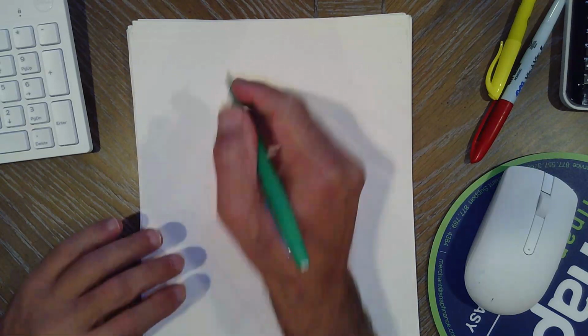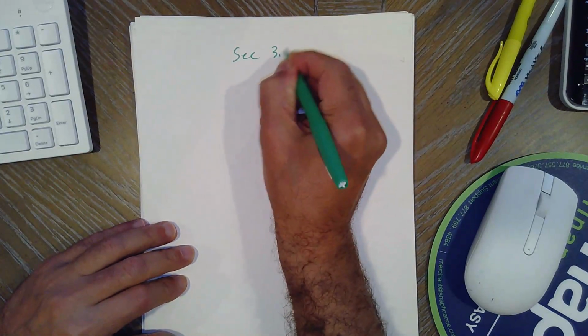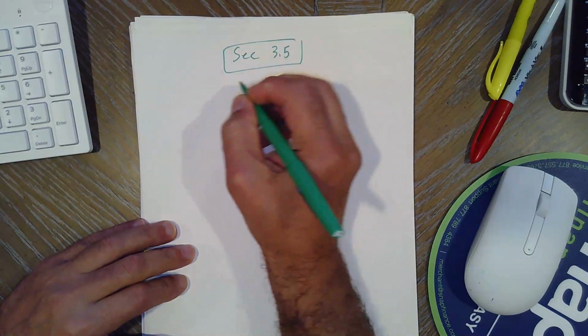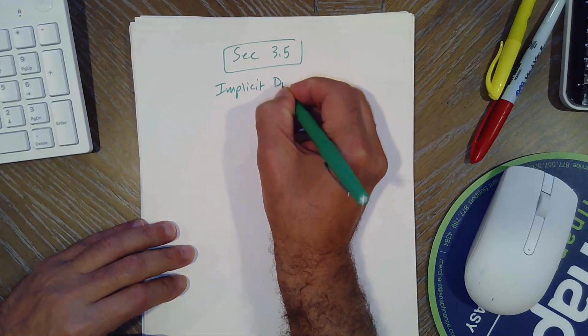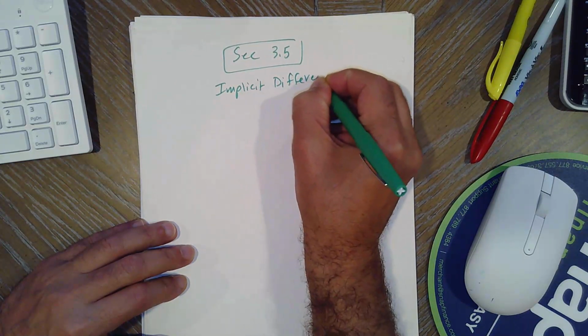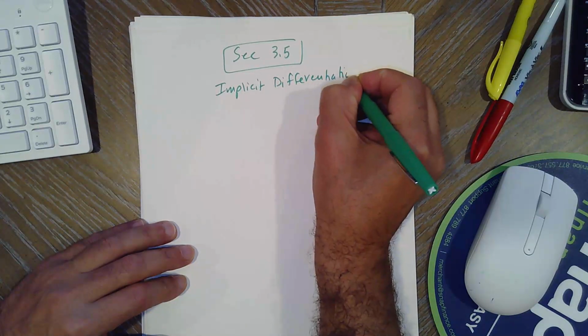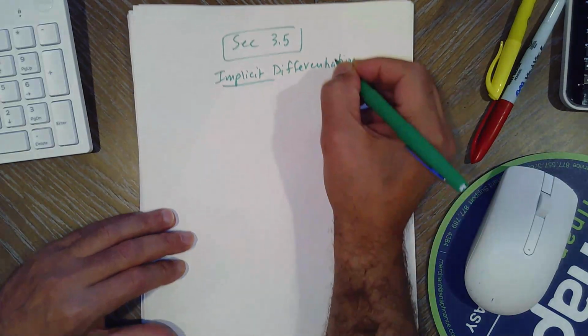Okay, so let's continue with chapter 3, section 3.5. It's about implicit differentiation. So what exactly is implicit differentiation?